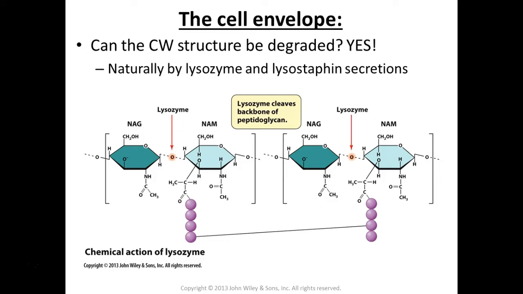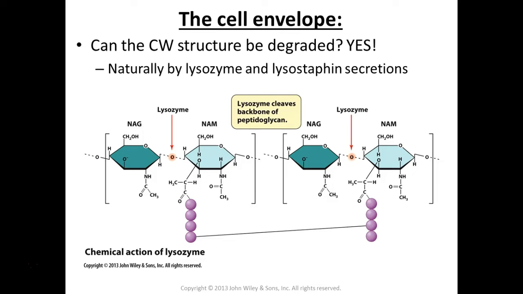We produce substances that will degrade the peptidoglycan. Will destroy it chemically. So we produce lysozyme in our tears, our saliva, just about any secretion you can think of, our mucus. This enzyme breaks the bond between the sugars. And so basically chews up the peptidoglycan, so much so that the osmotic pressure gets to the cell and it bursts.